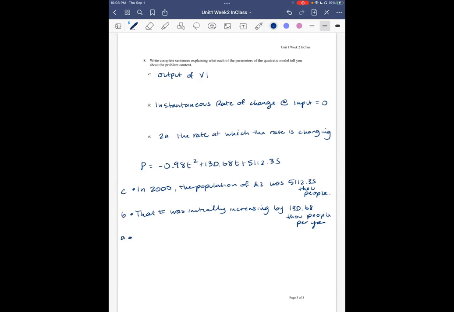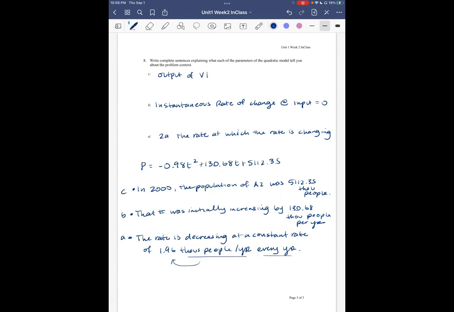So then what A is telling me, so we know that my rate of change was 130.68 thousand, but A is now telling me that the rate is decreasing at a constant rate of 1.96 thousand people per year, every year. So you really need to have both, because this is really the units on the negative 1.96, and then that rate is changing every single year.